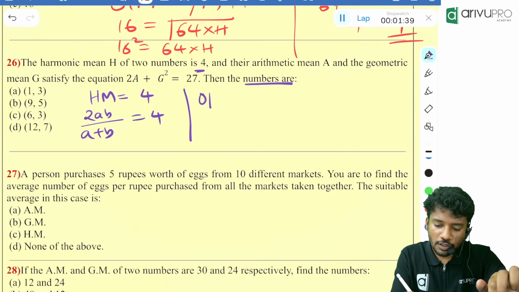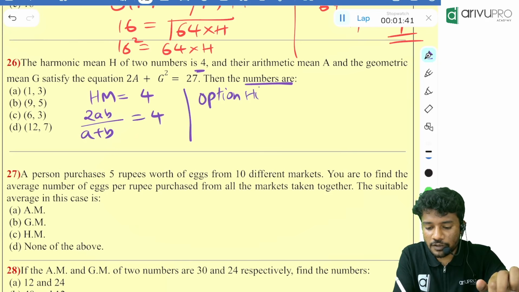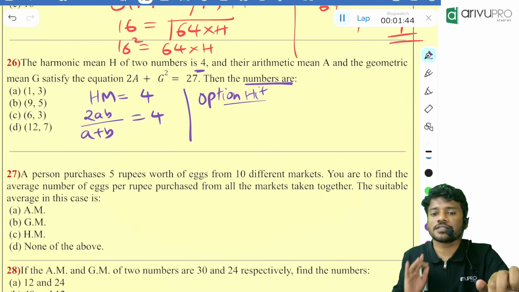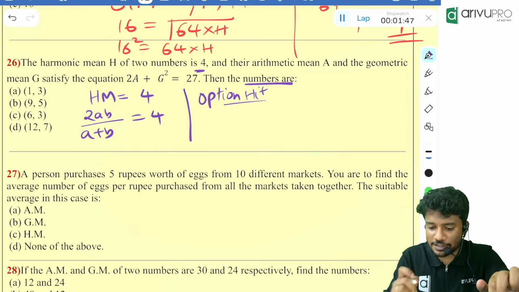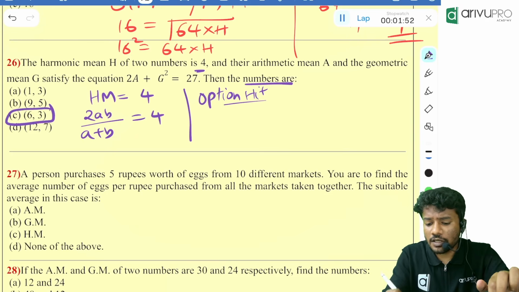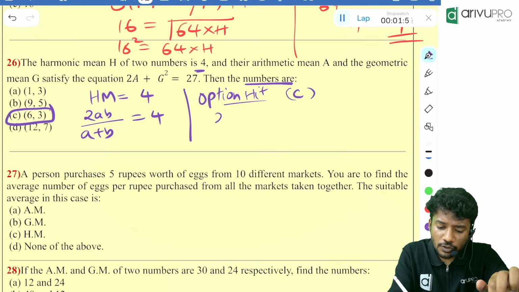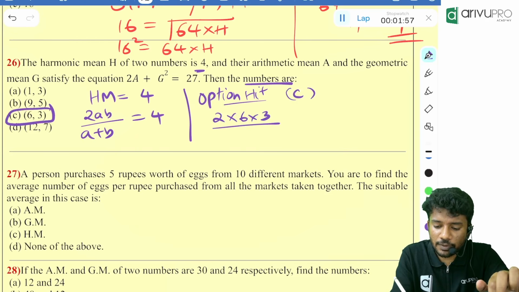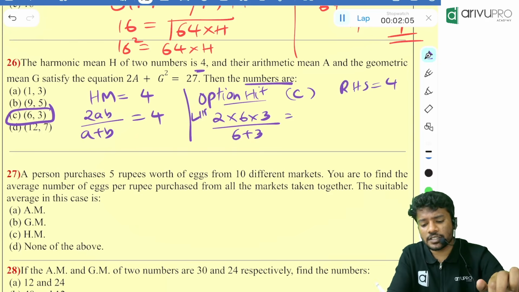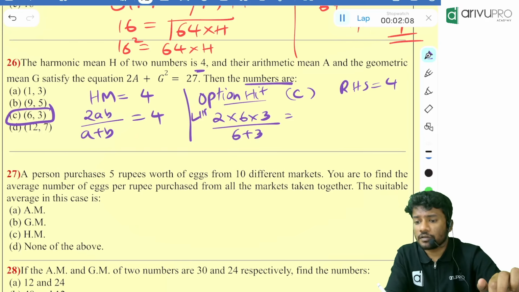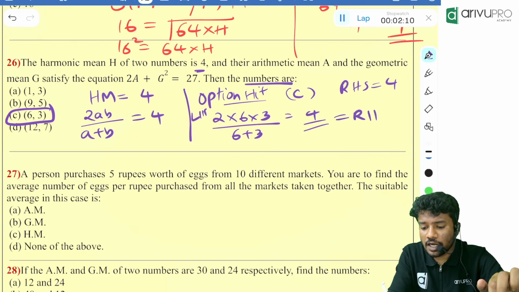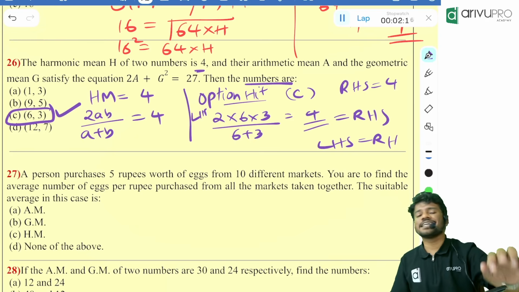Now you will do what? Option hit. Whichever option gives you LHS is equal to RHS, that's your answer. Very easy. Within 5 seconds, you will get the answer. Now try. Which option is everyone telling? C. We will see. Check option C. Try option C. That means 2 into 6 into 3 divided by 6 plus 3. RHS is already there. RHS is how much now? 4. LHS is this much, which is equal to how much? How much is it, people? 4. Yes, which is equal to our RHS. So LHS and RHS are equal with which option? Option C is your answer.